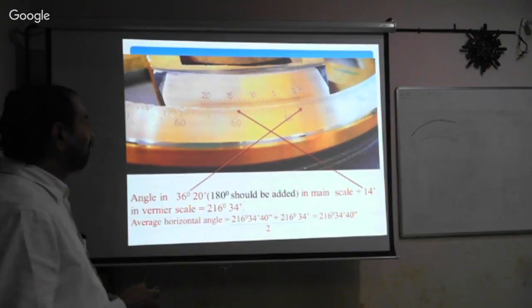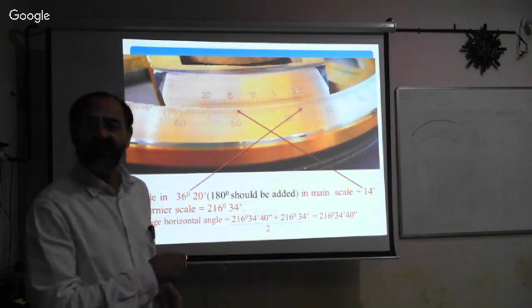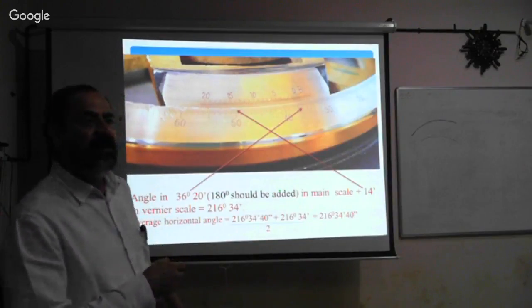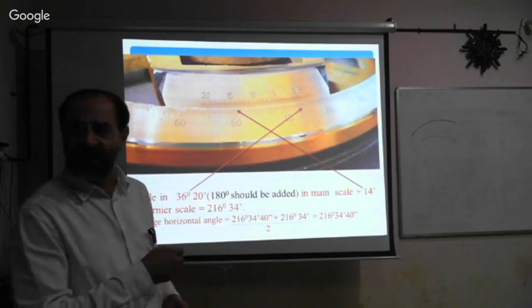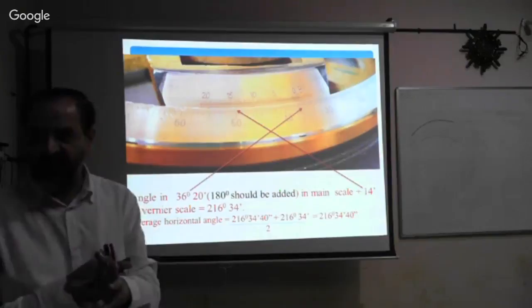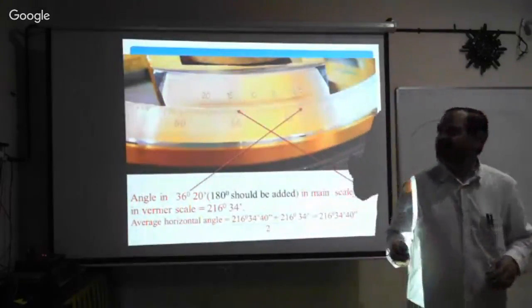My main objective here is to understand the construction and the graduations made in the horizontal circle, how it is graduated, and how to read it. I hope I have addressed that. Understood? Yes. Okay, next we will go further.